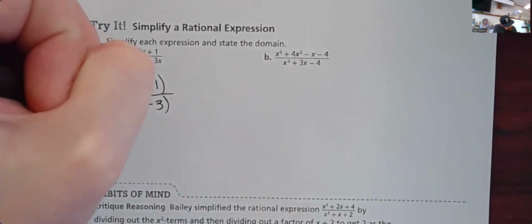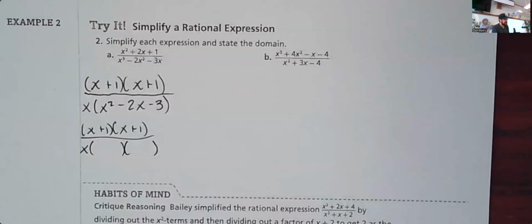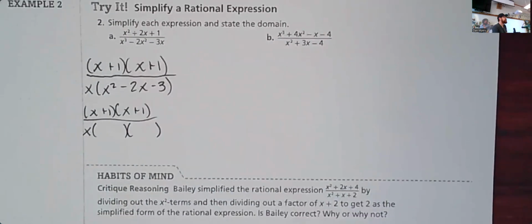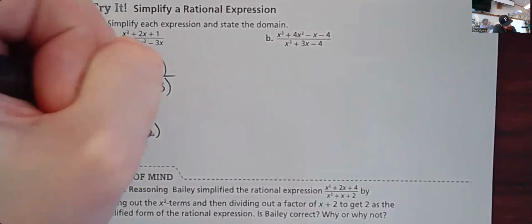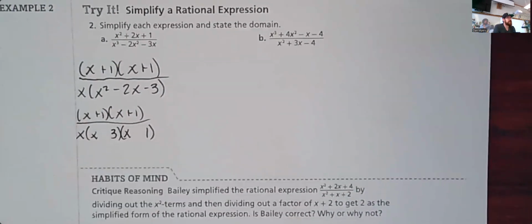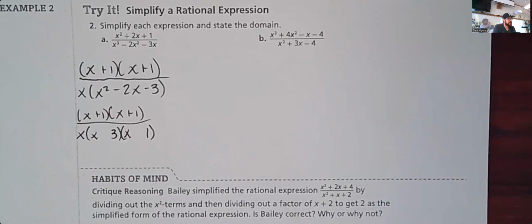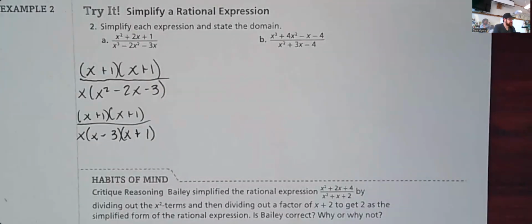So x plus 1 times x plus 1 on the numerator. On the denominator, we're going to get x times. Now, somebody give me two numbers that multiply to -3 and add to -2. What's that? 3 and 1. Okay, so x, put 3 there, x, put 1 here. Which one's positive and which one's negative? Because they multiply to a -3. There you go, x minus 3 times x plus 1.